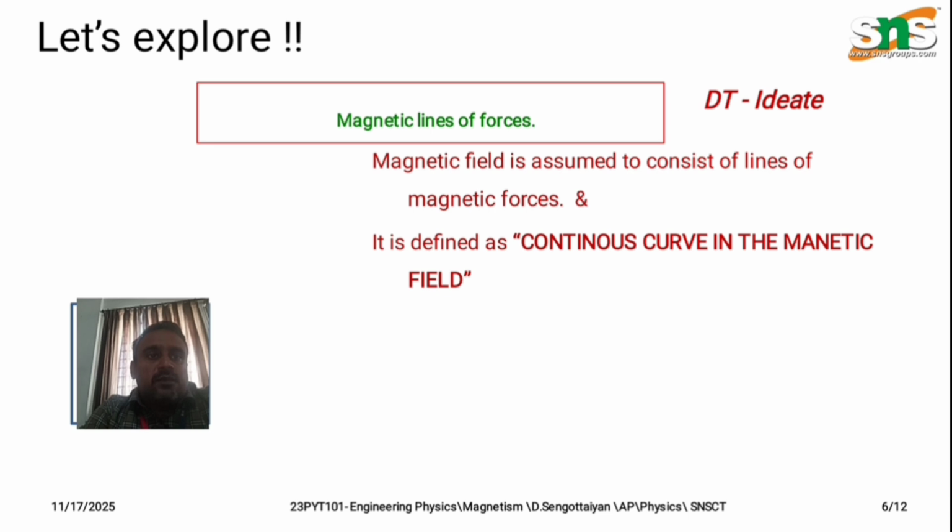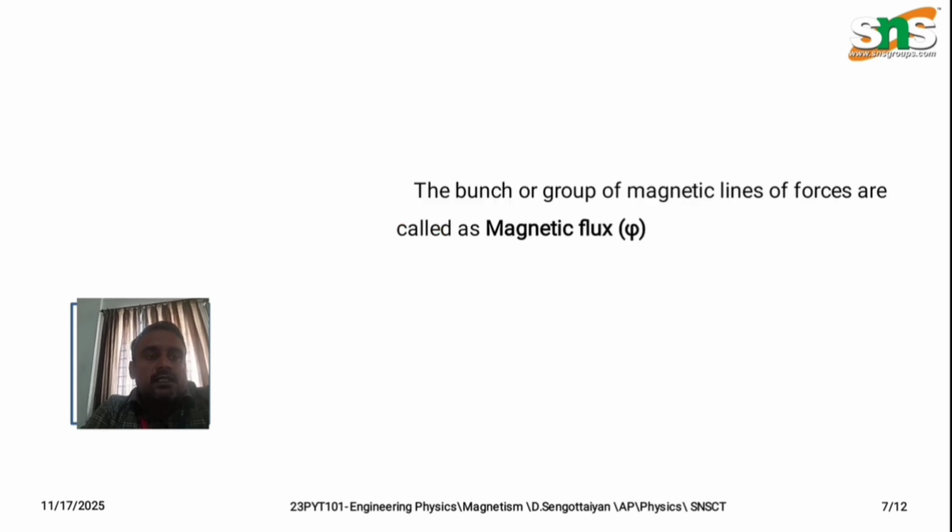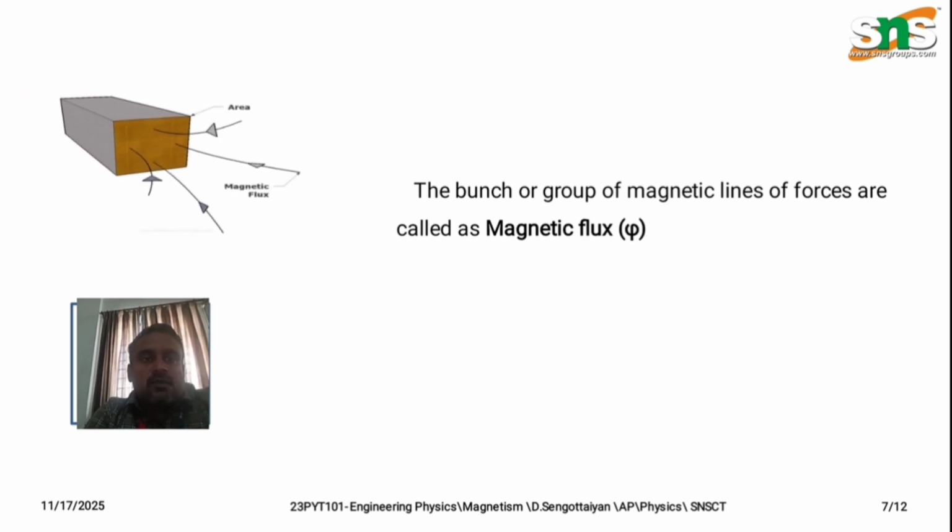The magnetic lines of force: the magnetic field is assumed to consist of lines of magnetic force. It is defined as the continuous curve in the magnetic field. So the number of lines of force passing through the materials is the magnetic intensity. The bunch or curve of magnetic lines of force is called magnetic flux. Then the diagram shows the amount of energy passing through the materials.